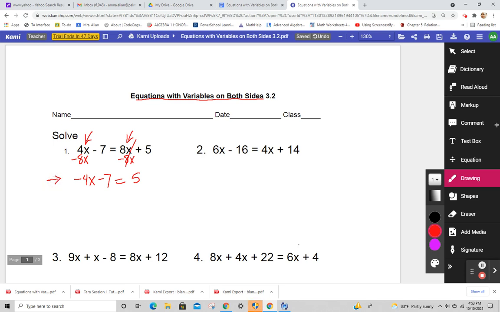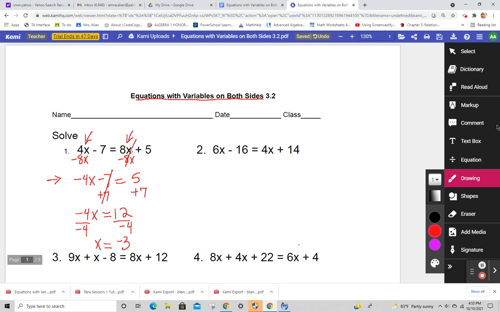Now look at this equation. You should be very familiar with solving equations like this because we have been doing a lot of those. So now all we have to do is add 7 to both sides. That'll give us negative 4x equals 12. And then divide both sides by negative 4 to solve for x. So x equals negative 3. So really, after this first step here, the equation looks like all of the other equations you're familiar with.